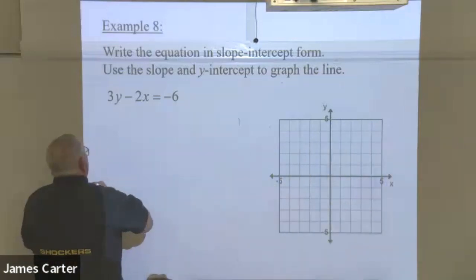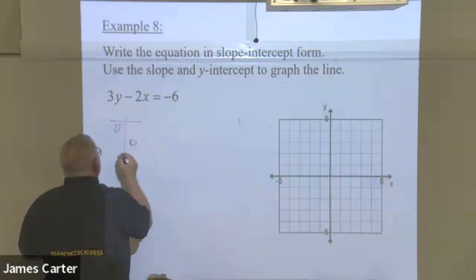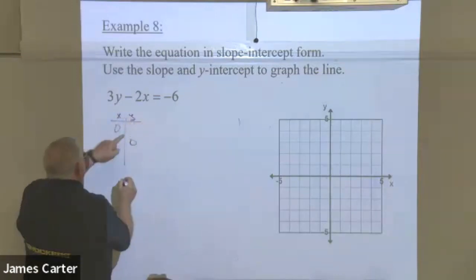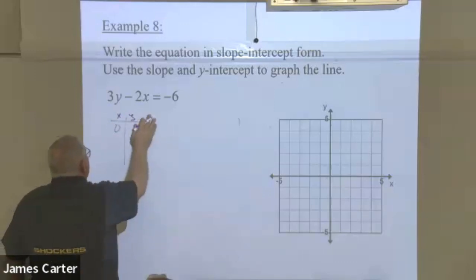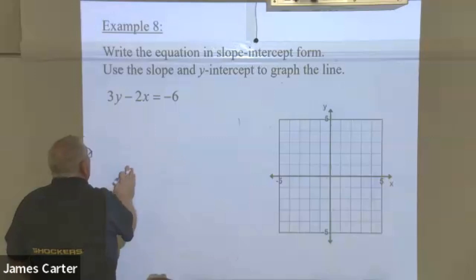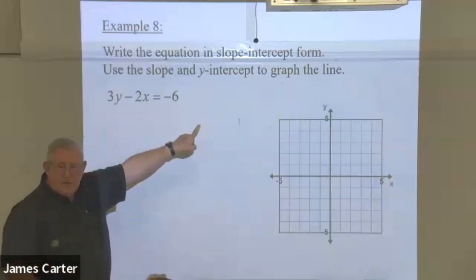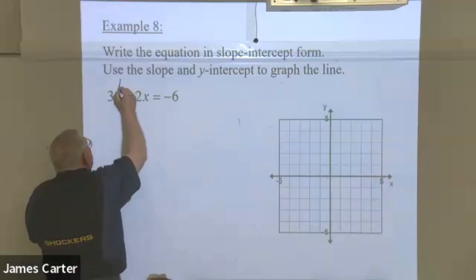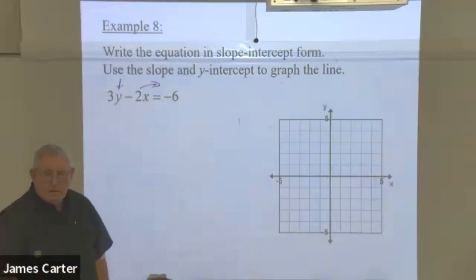And basically what we did was this. Before, let X be 0, let Y be 0, and figured out the two values to go with it. Now, in this case, what we want to do is convert this into y equals mx plus b. That means isolate this y, get the x's on the other side.